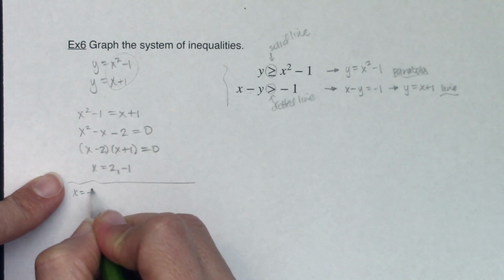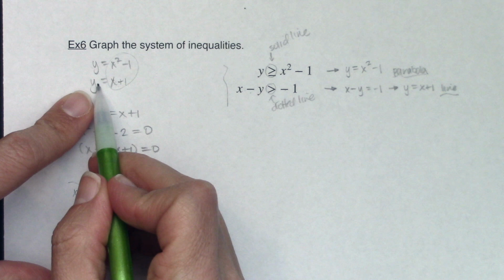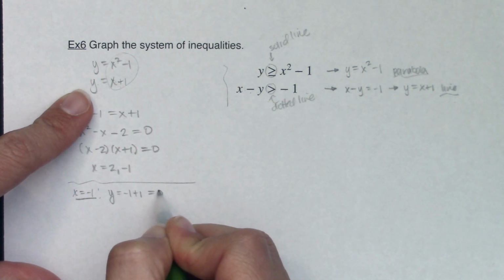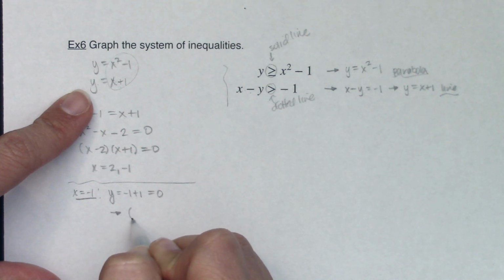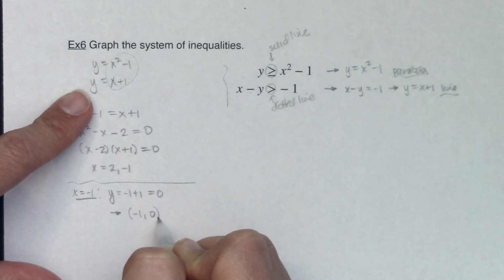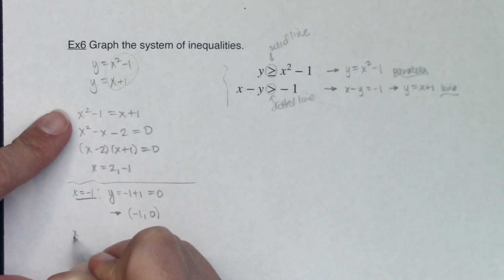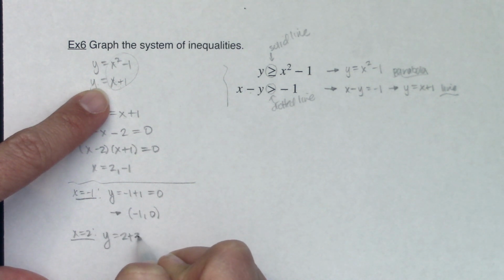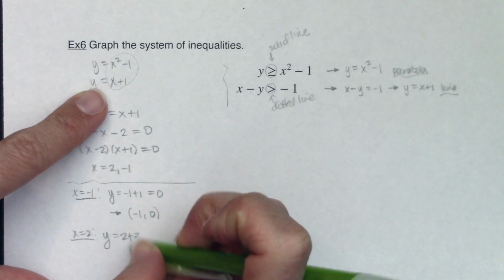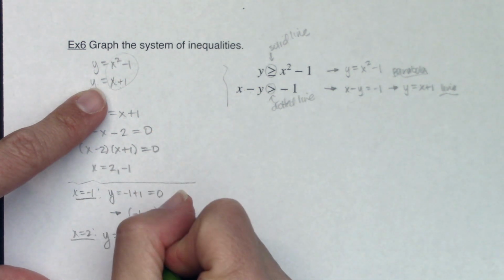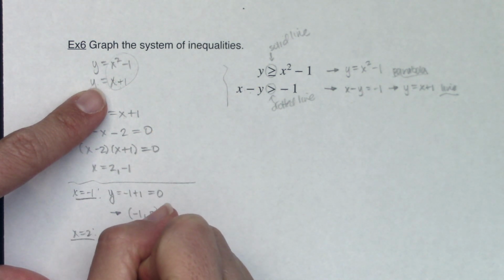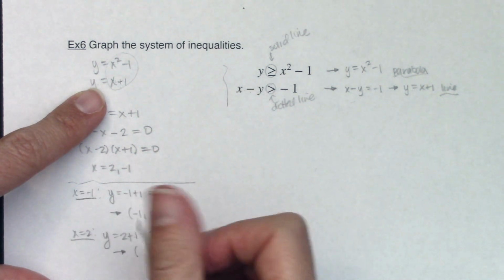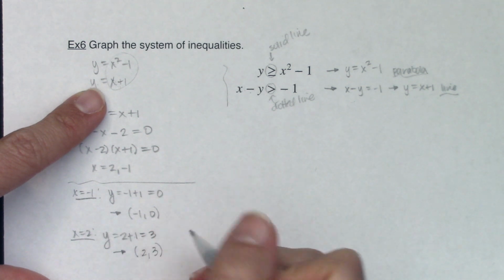I'll start with negative 1. If x is negative 1 and y is x plus 1, y would be negative 1 plus 1, which would ultimately be 0. So I know I'm going to have an ordered pair at negative 1, 0. And then let's see what the case is when x was 2. If I substitute that back in, y would equal 2 plus 1. You can tell I thought of the answer and then I wrote it. 2 plus 1 is going to be 3, so that tells me I also have the ordered pair where the x coordinate is 2 and the y coordinate is 3.